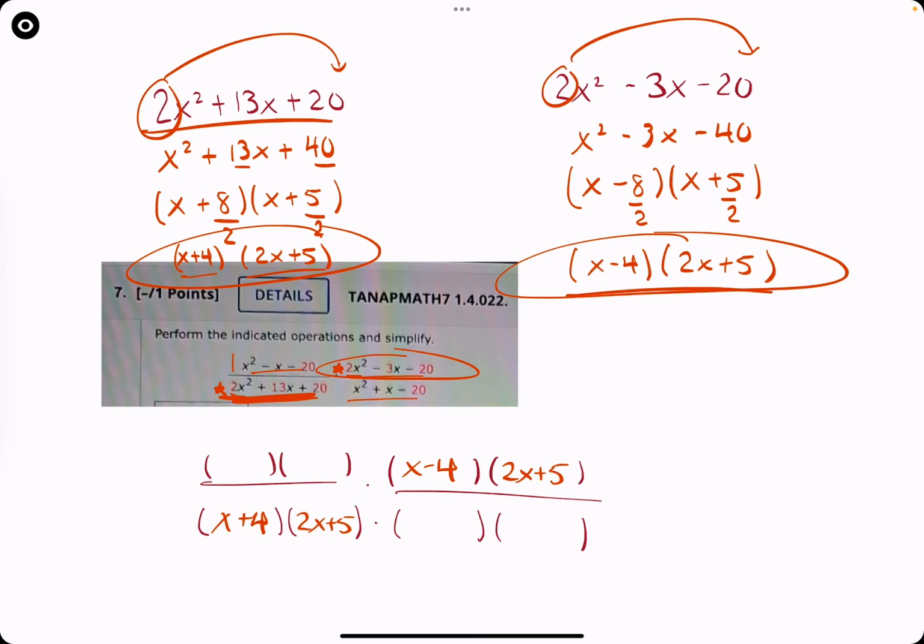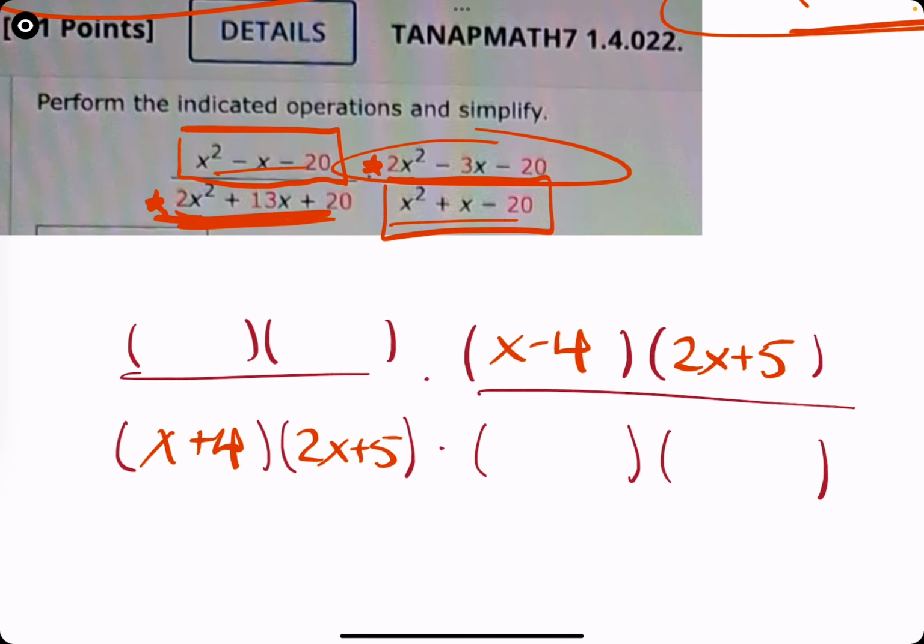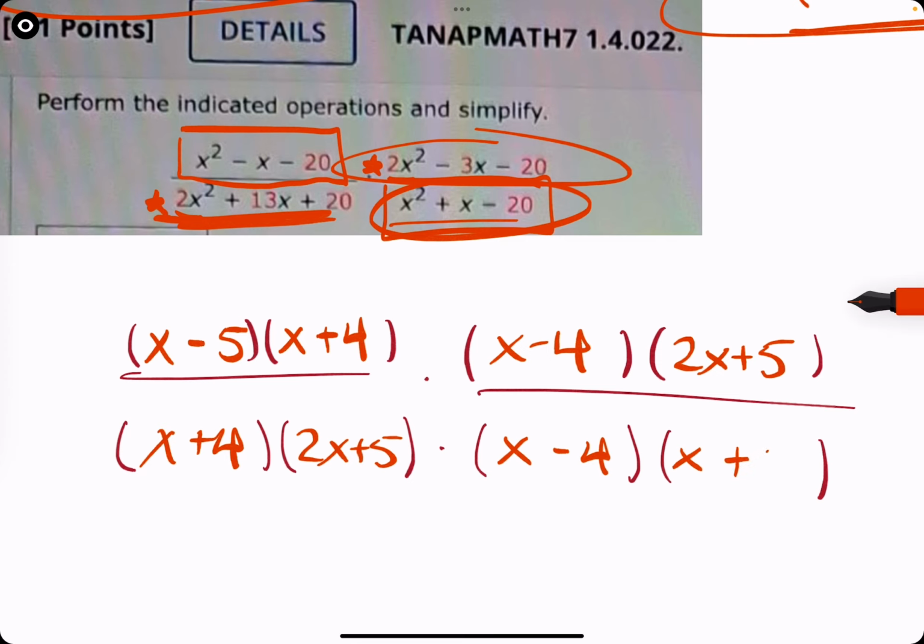Now we just have these last two expressions to factor. They're very similar. We're looking for two numbers that multiply to negative 20 but add to negative 1. That would be a minus 5 and a plus 4. And then down here, two numbers that multiply to negative 20 but add to positive 1. I think it'd just be the opposite: negative 4 and positive 5.